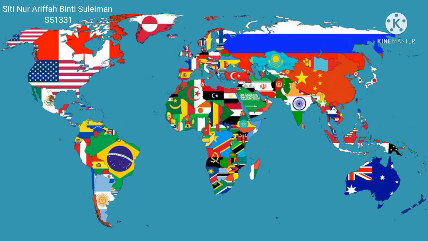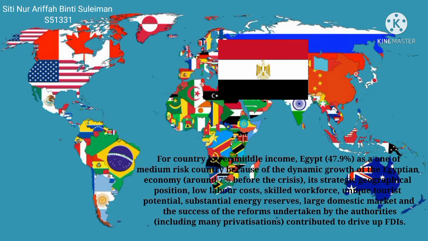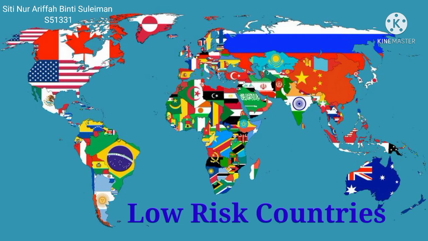For lower middle income countries, Egypt, 47.9%, is one of the medium risk countries because of the dynamic growth of the Egyptian economy, around 7% before the crisis, its strategic geographical position, low labor costs, skilled workforce, unique tourist potential, substantial energy reserves, a large domestic market and the success of the reforms undertaken by the authorities, including many privatizations, contributed to drive up FDIs.